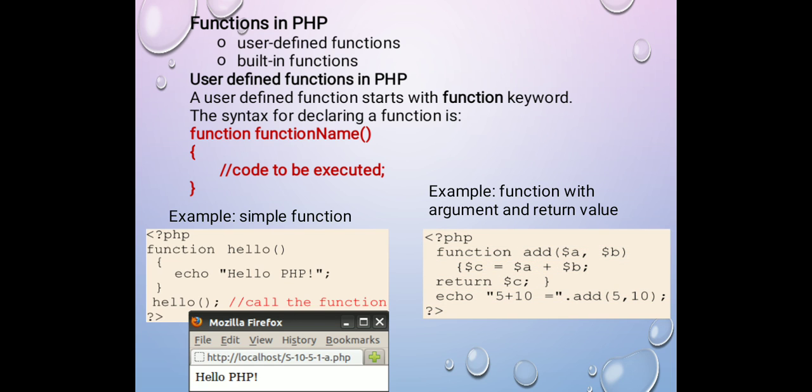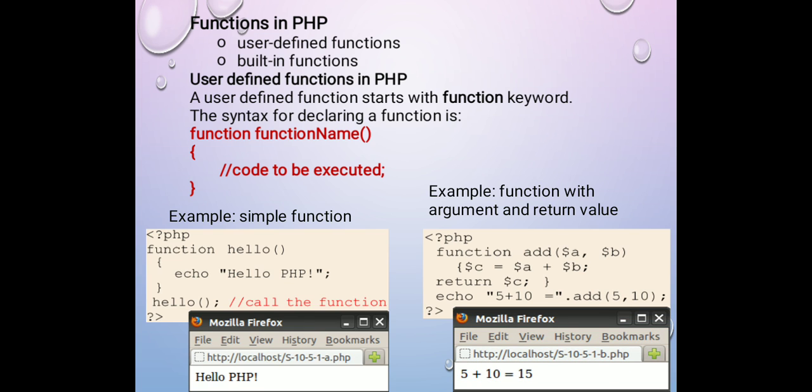PHP function add($a, $b). Here two parameters or arguments a and b, and $c = $a + $b. So the values in a and b are added and stored in the variable c, and return $c. And here we input the echo statement: 5 + 10 = add(5, 10), that is 5 plus 10 is stored into the variable c. So the output is 5 + 10 = 15. It is an example of a user-defined function with function arguments.